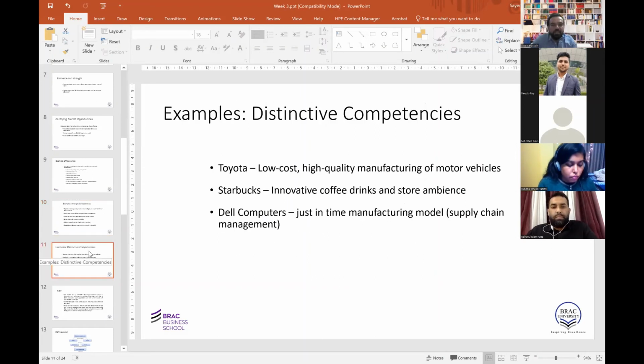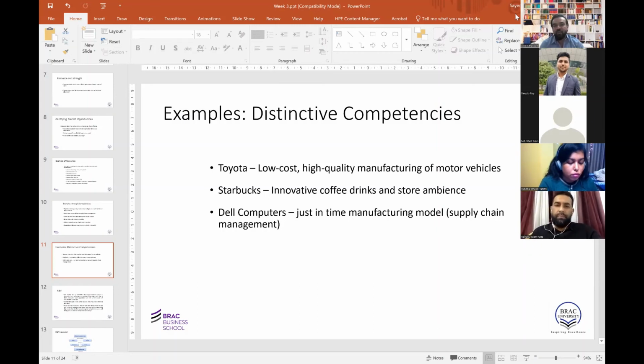So distinctive competences, again, some examples. The Toyota brand is so popular all over the world. Probably Toyota is the most sold automobile brand in the whole world globally. And the reason being low cost, high quality manufacturing of motor vehicles. Toyota cars are not the lowest, but at a low price, you get a high quality car. That's where Toyota's excellence lies.